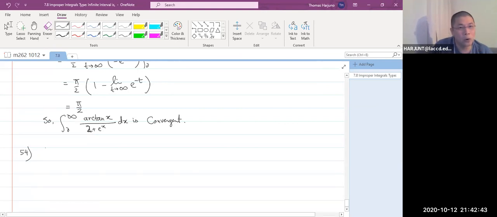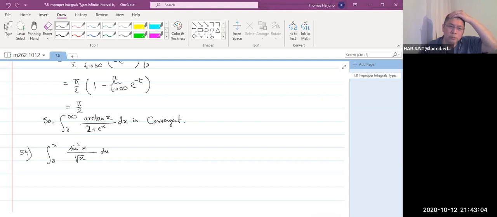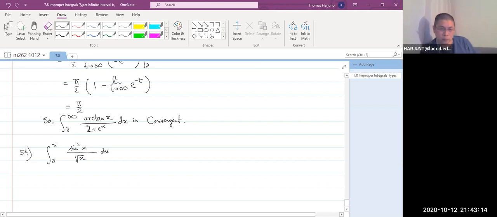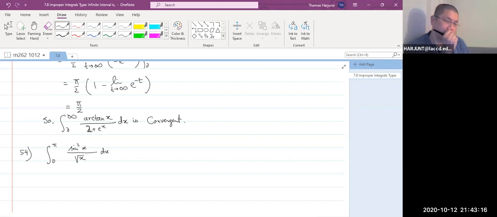Number 54, the integral from 0 to pi of sine squared x over square root of x dx. How to do this problem?